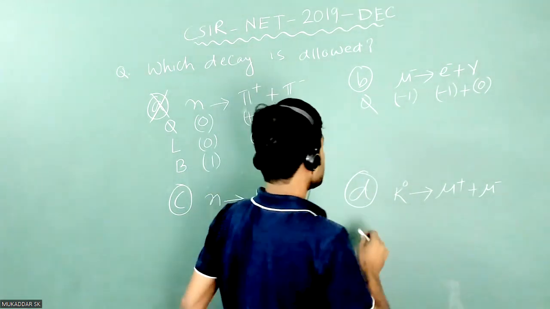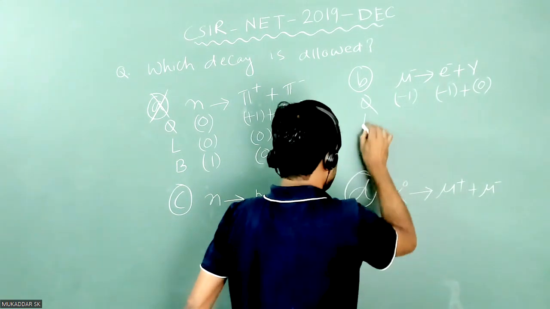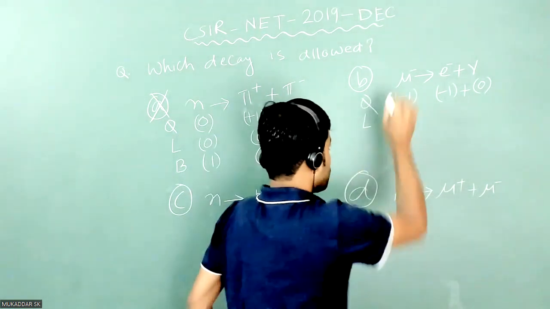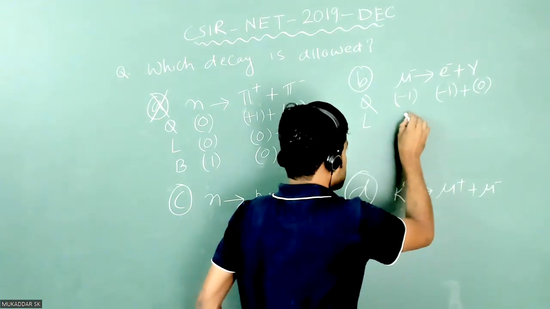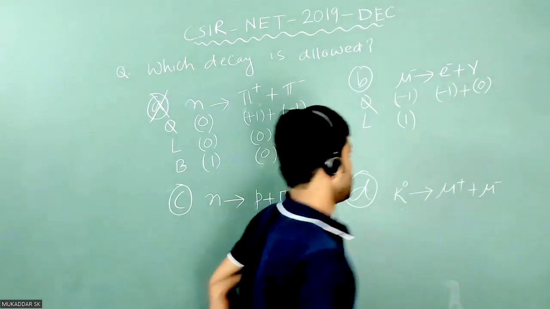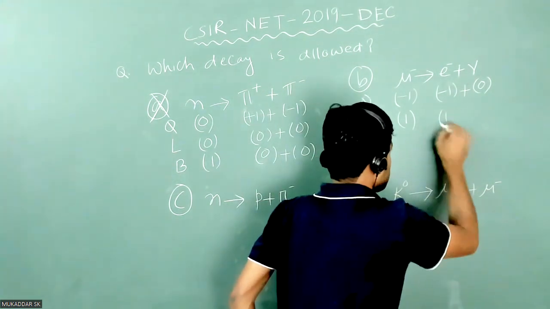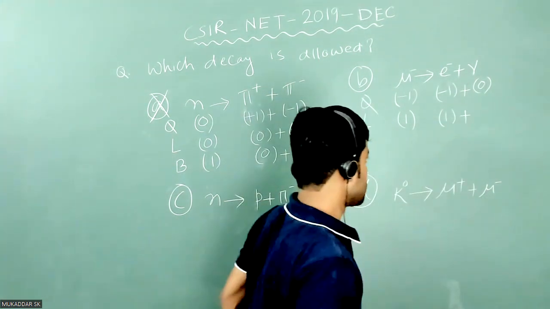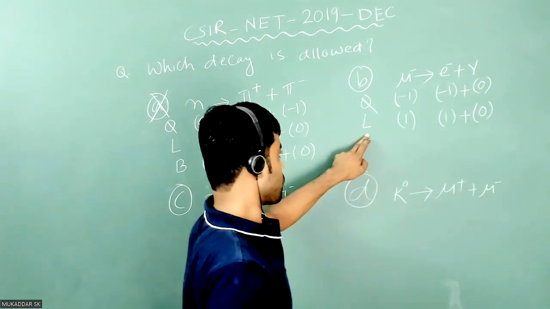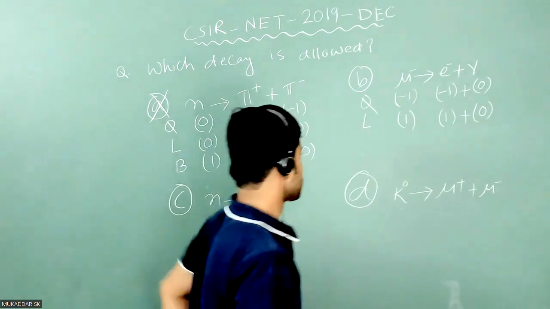Now we'll check lepton conservation, or total lepton number conservation. For mu minus, it is plus 1. On the right hand side, we have e minus, again this number will be plus 1. But for photon, this number will be 0. So no problem with total lepton number conservation.